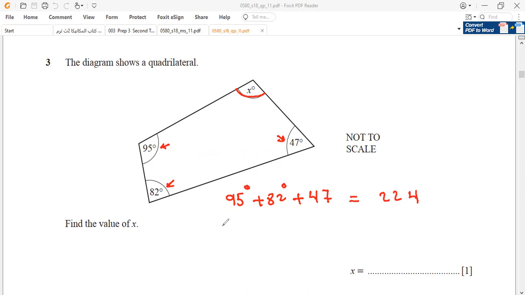So now subtract this 224 degrees from 360. Here we take 1 from 6, which will be 5, and 0 becomes 10. Now 10 minus 4 is 6. 5 minus 2 is 3. 3 minus 1 minus 2 is 1. So the value of x here is 136.